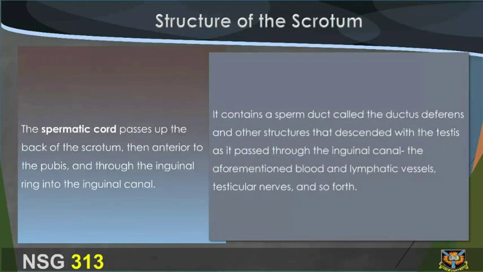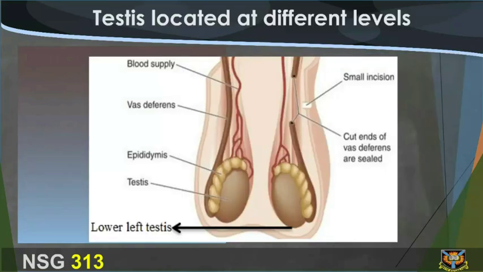The spermatic cord passes up the back of the scrotum, then anterior to the pubis, and through the inguinal ring into the inguinal canal. It contains a sperm duct called the ductus deferens and other structures that descended with the testis as it passed through the inguinal canal, including blood and lymphatic vessels, testicular nerves, and so forth. A diagram of testes located at different levels.